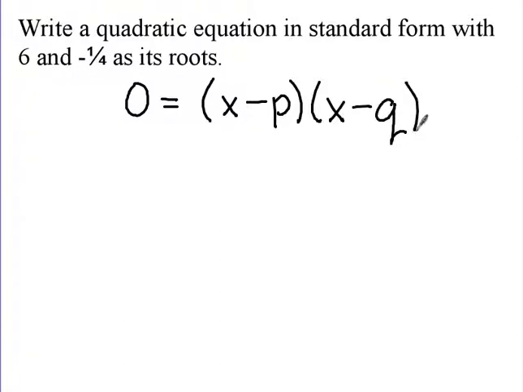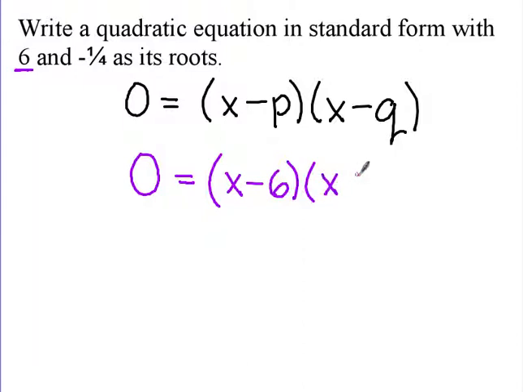All I'm going to do is replace p and q with 6 and -1/4. Now the easy way to do this, since you notice there are minus signs, you are actually just going to put in the opposite of each number. So my first one is 6, correct? So I'm going to use a -6. My next one is -1/4, so I'm going to use a +1/4.